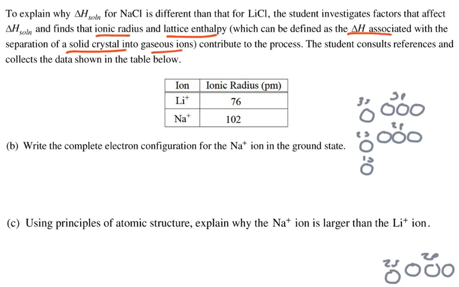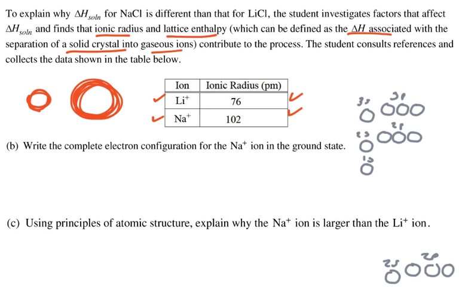So what has he found out? He found lithium ions and sodium ions. He found the size of those ions, their ionic radius. Because remember what we're talking about: a little electron cloud. So the size of the electron cloud is the size of the ion. So, write the complete electron configuration for the sodium ion in the ground state.